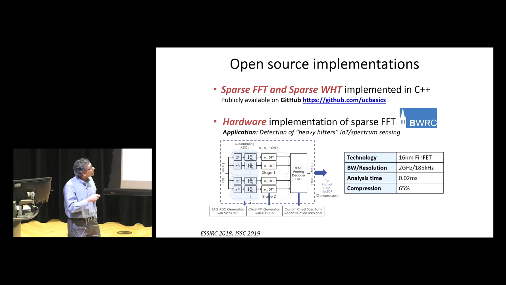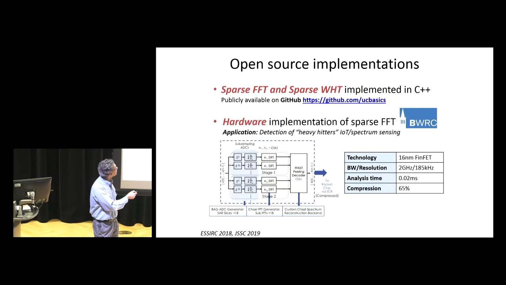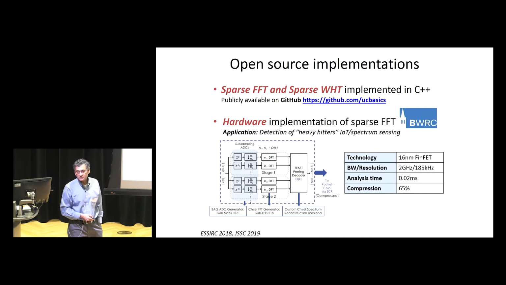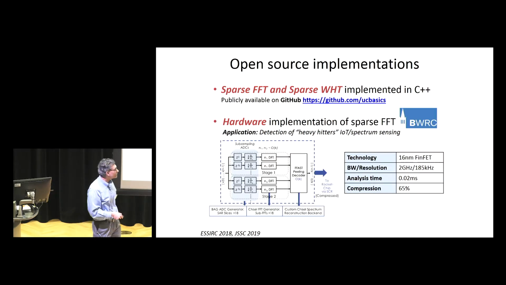OK, so there's a C++ implementation of these things on the GitHub site that I've cited here. And more importantly, this is an exciting development: we have a hardware implementation of the sparse FFT, done in collaboration with the Berkeley Wireless Research Center, which does the chips, based on my student talking to the other student, and it was nicely done. In particular, they were doing it for detection of heavy hitters in IoT or spectrum sensing. So in the Wi-Fi band, like a 2 gigahertz band, there are just a few heavy users, and you want to find out in which bands they are. And so it was used for that application.